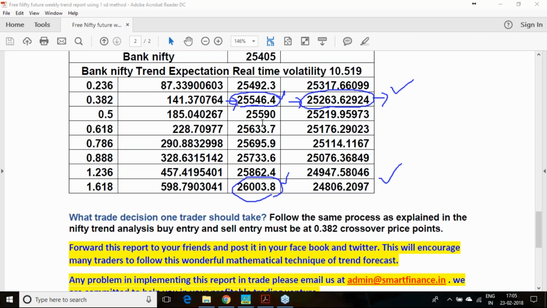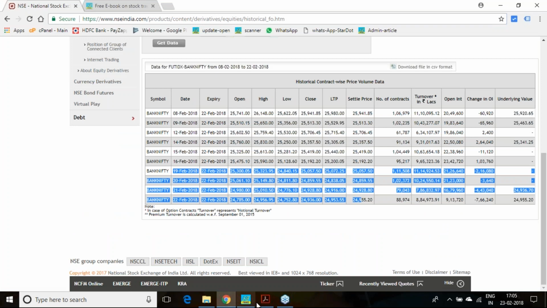So this is what we are expecting for the coming week in Nifty and Bank Nifty.